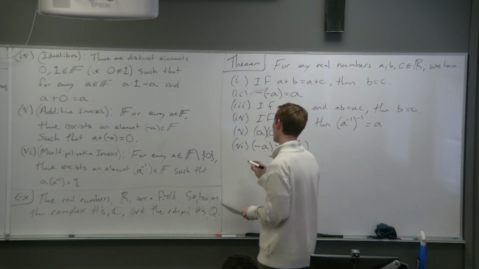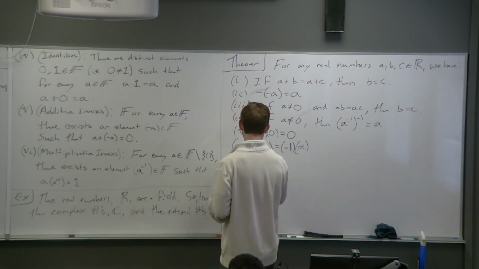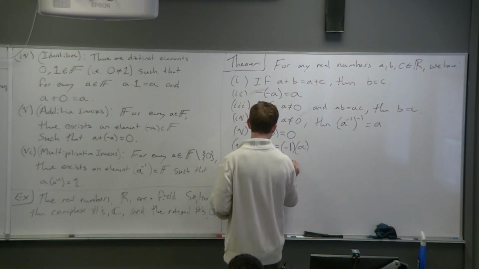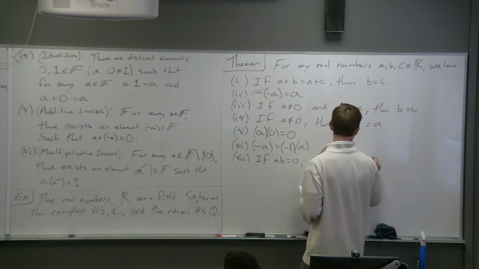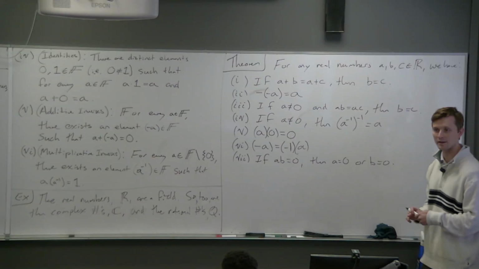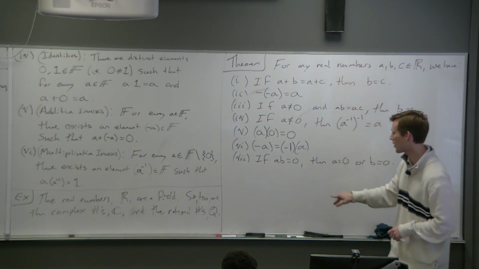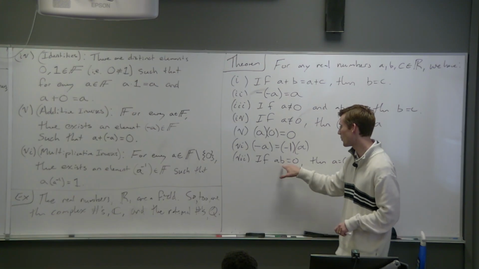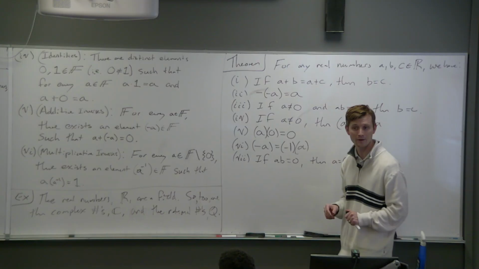Okay. And then 7. 7 says, if ab is equal to 0, then a equals 0 or b is equal to 0. This is one of the nicest properties of fields, I would say. Probably one of the best parts. When you have a product that is 0, one of the things, or potentially both, must be 0.